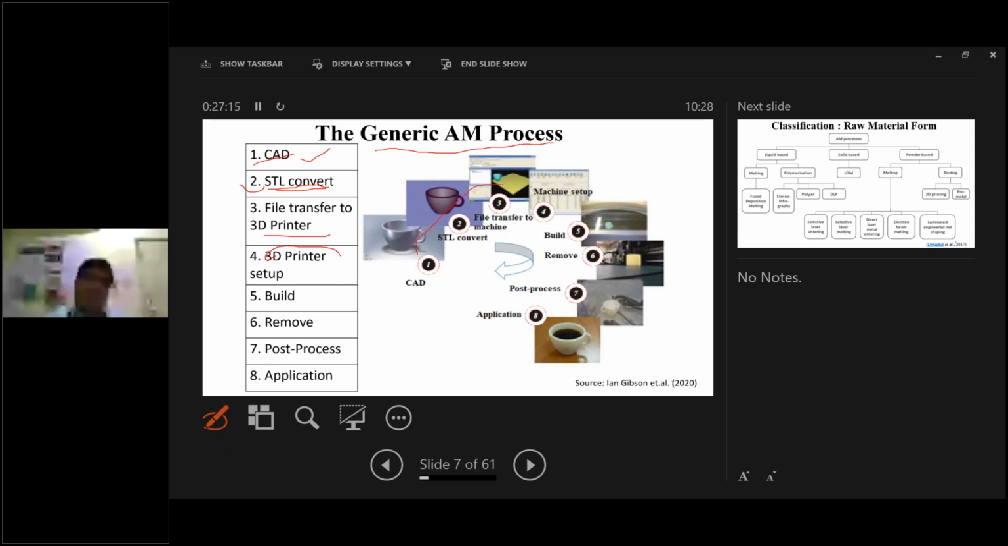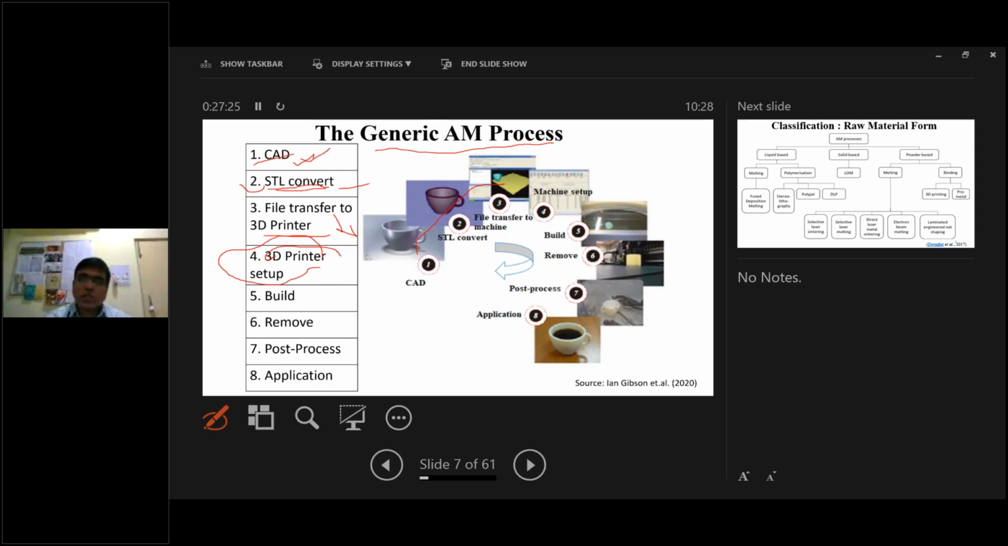Build means, in a CNC machine, turning or milling, we say we have to machine it, but here we do not call it machining, we call it building. So it is a building time. In machining we say MRR, material removal rate. Here it is build time. That means if you have to make a product like this, how much time is required to build it, that is build time. So build is actually the real processing.